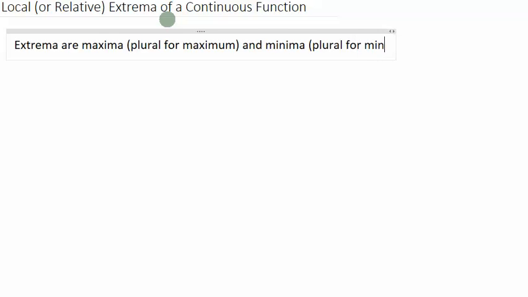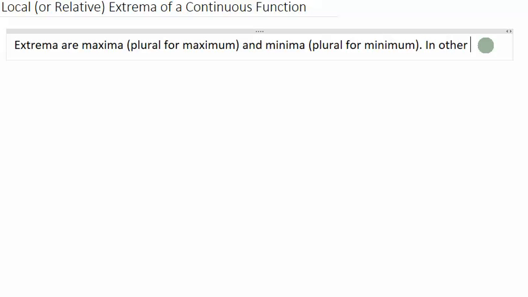In this video we look at graphs of continuous functions and analyze the local, also called relative, extrema of that function. Now don't let the terminology here scare you off. Extrema are maxima and minima. Maxima is just plural for maximum, and minima, of course, plural for minimum. Okay? So no big deal.